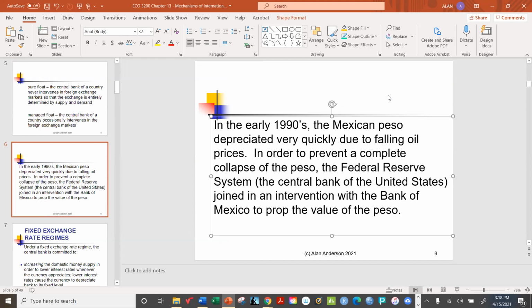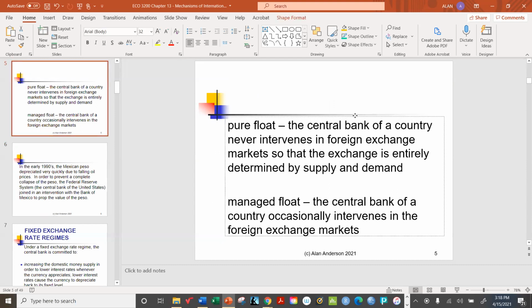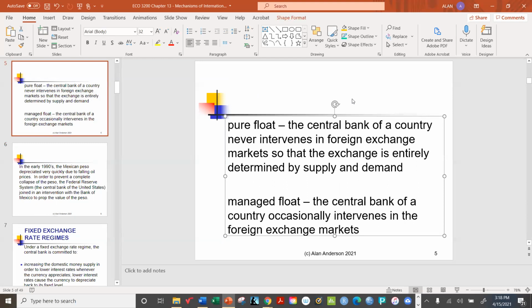But that happens very infrequently. It's very unusual that something like this happens. So technically, what we have with the dollar is a managed float, because the Fed may be willing to jump in once in a while, but it doesn't happen very often. A pure float simply means that exchange rates are allowed to float wherever they will go, depending on market forces.